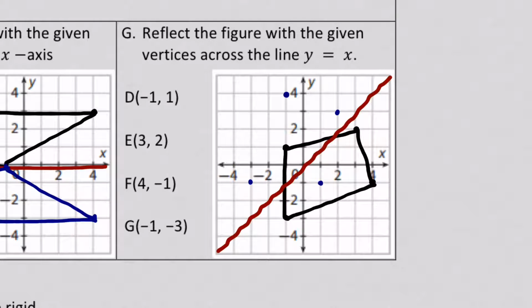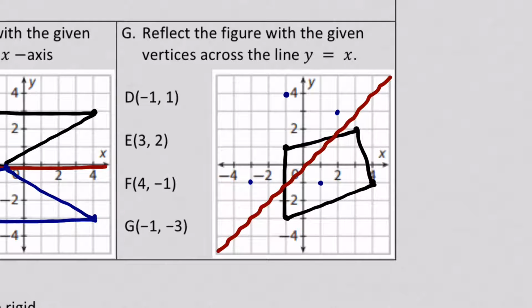Okay, so here you go. We reflect the figure with the given vertices across the line y equals x. I haven't drawn the reflected figure because I don't want to confuse you guys with too many lines. But just to guide you along, this is the original, the pre-image: negative 1, 1; 3, 2; 4, negative 1; and negative 1, negative 3. The red squiggly line here is y equals x. It passes through the origin and the slope is 1, so it goes up 1 over 1, up 1 over 1, and so on. That is y equals x. And the goal is to reflect this black figure over this red line.